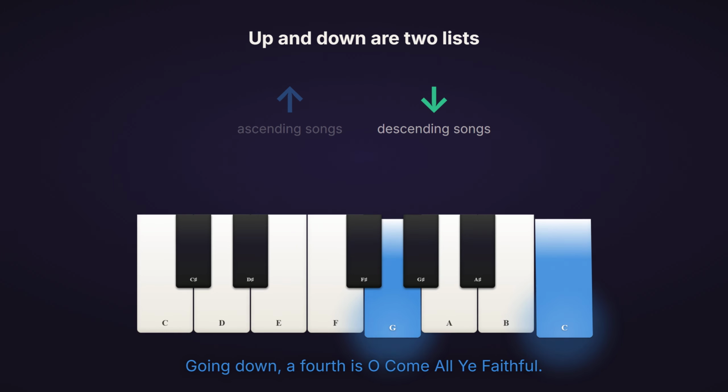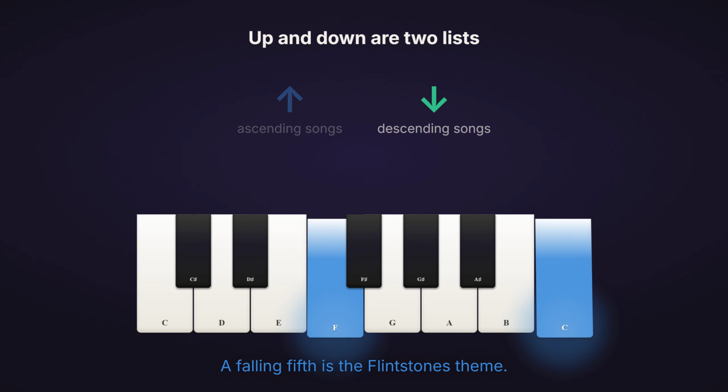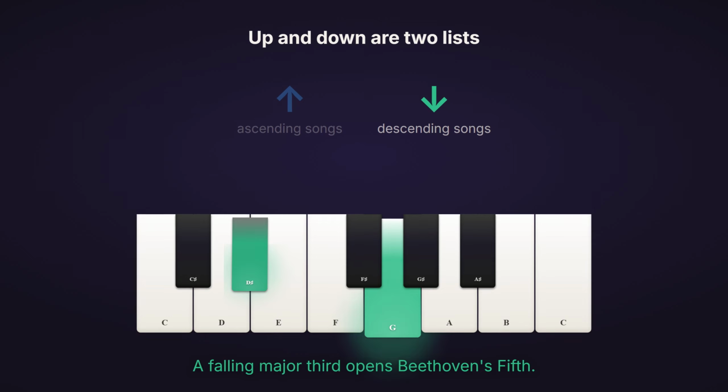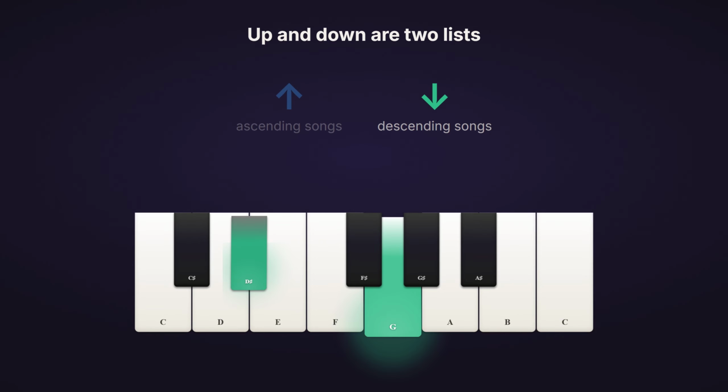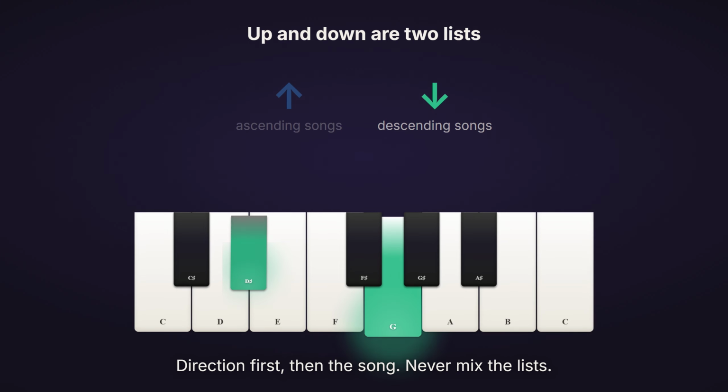A descending perfect fifth points you to the Flintstones theme. A descending major third is the start of Beethoven's Fifth Symphony, those famous repeated notes that drop. So when you train, decide first which way the interval moves, up or down, and pick from the right list. Build a small set of descending songs too, one for each interval, and keep them separate in your head. Direction first, then the song. Get that habit early and you will never mix the two lists up.